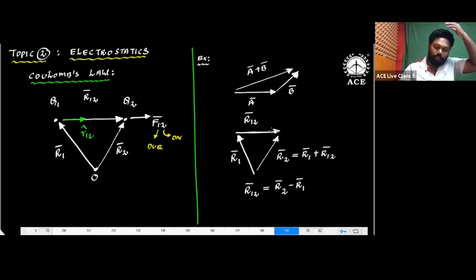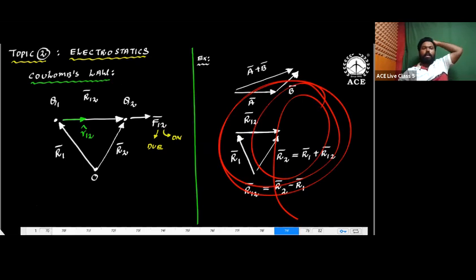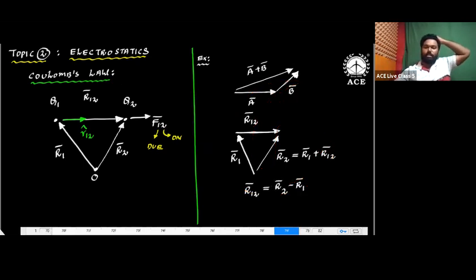Just forget about all this story, vector, all the story. I want to find out the force on the second charge due to the first charge. If I want that, I need to take R2 minus R1. If I want the force on the first charge due to the second charge, I need to take R1 minus R2. Here it is, R12 vector is equal to R2 minus R1, beta.